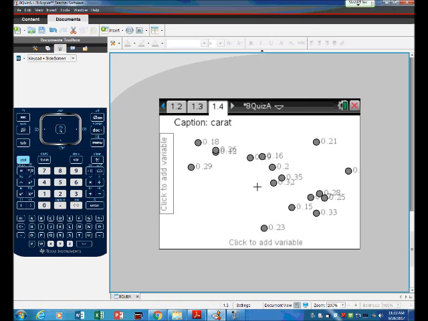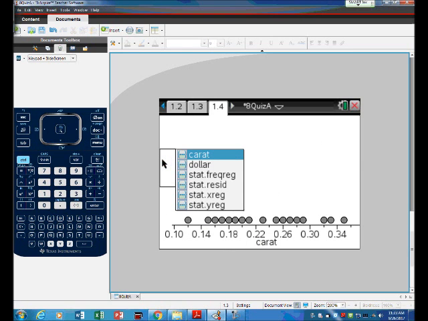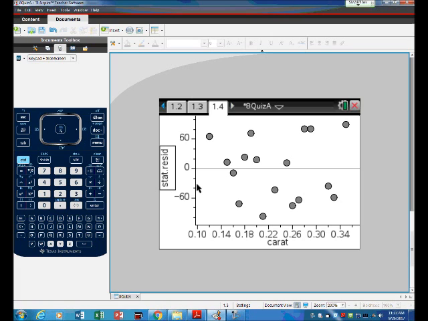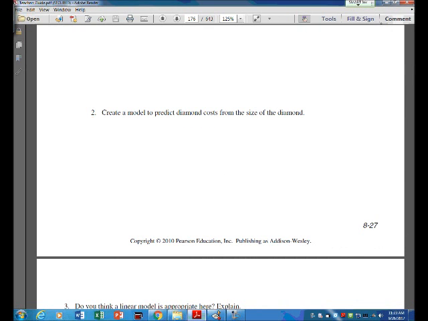So I would have to re-express one or both of these variables. So I'm going to keep carat down here as my explanatory, but instead of dollar, I'm going to hit stat.residual. And that looks like just a cloud, no pattern, no curves or anything like that. So it is appropriate to use this model. All right, so I'm going to use this model to do all the questions on the backside here. So make sure you flip over. We're going to answer 3 through 8.